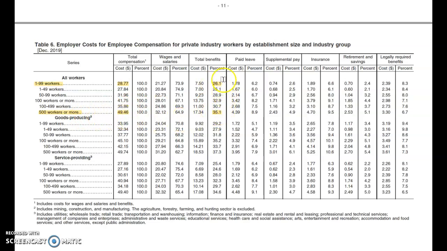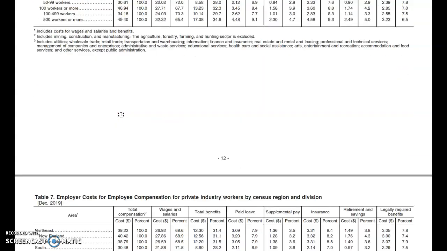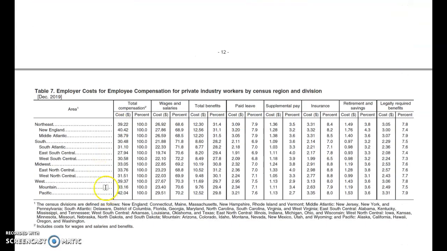So it makes sense. Bigger firms are more likely to provide things like health care and supplemental pay and insurance and all of that, pensions, as opposed to smaller firms. So it drives up the cost, right? Makes labor more expensive. And then finally, Table 7 shows regions.